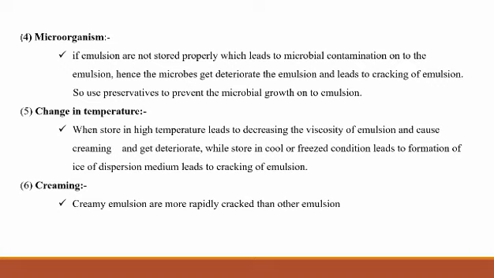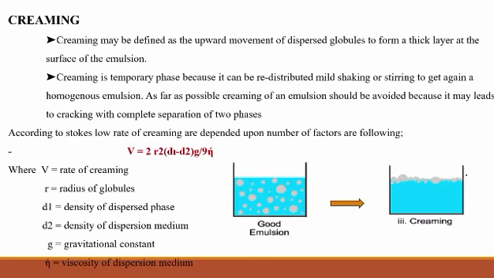Next is creaming. Creaming emulsions, such as cold creams or vanishing creams, may easily undergo rapid cracking conditions. Next is the creaming process. Creaming may be defined as the upward movement of the dispersed globules to form a thick layer at the surface of the emulsion.